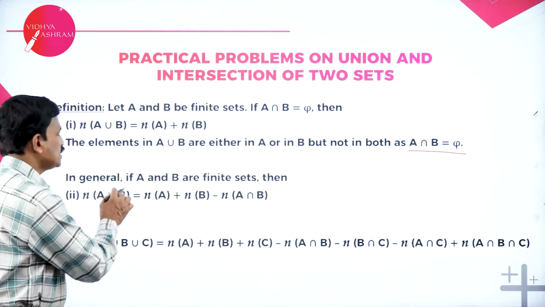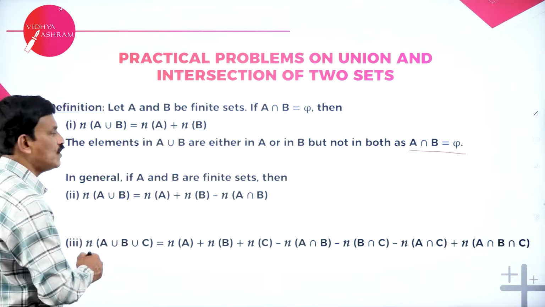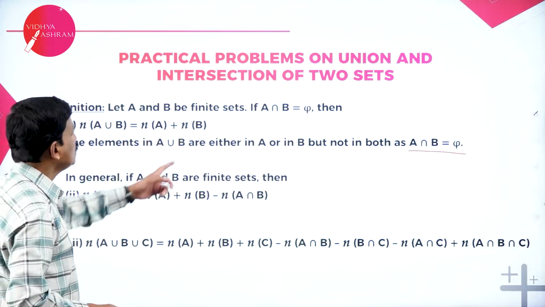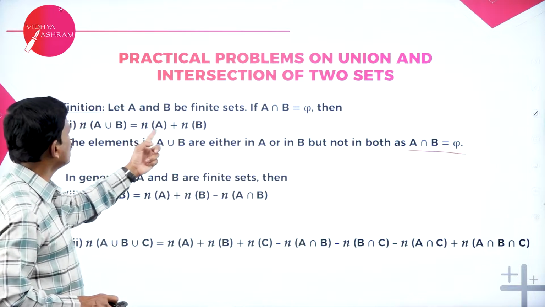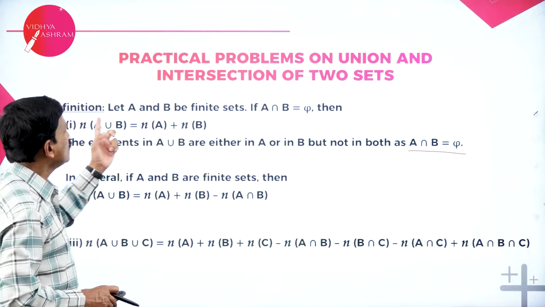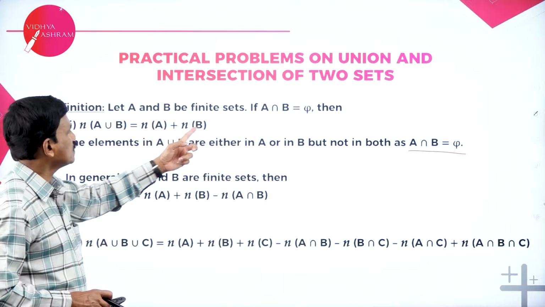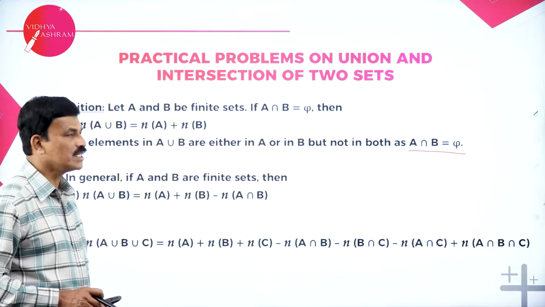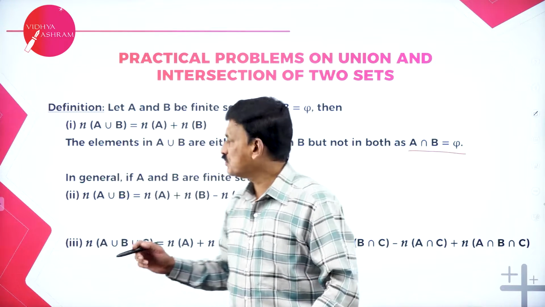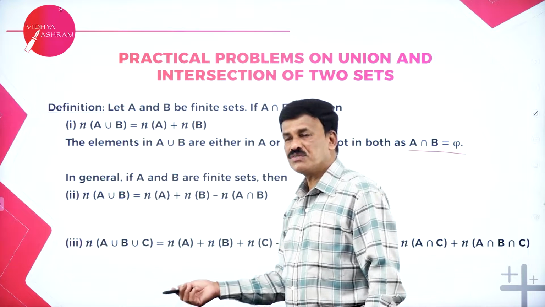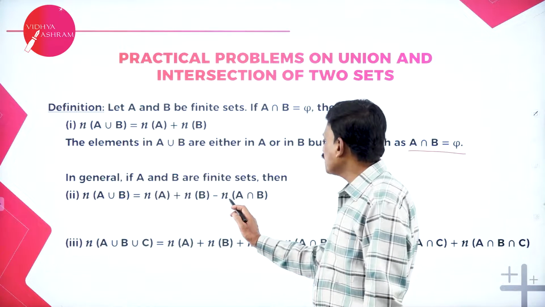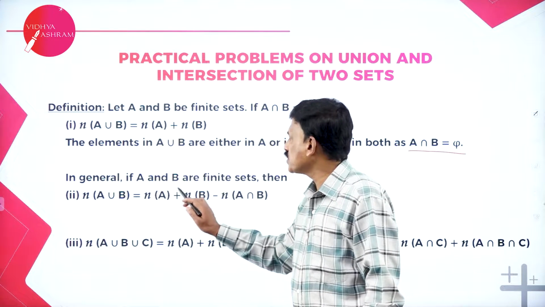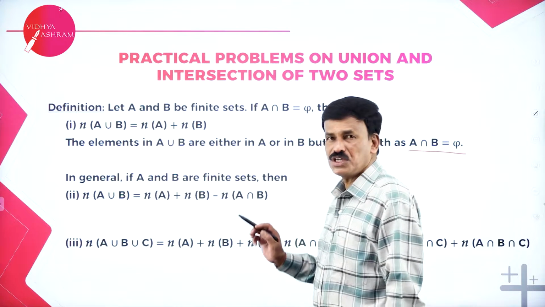In general, if A and B are any two finite sets, then N of A union B is equal to N of A plus N of B minus N of A intersection B. If A intersection B is a null set, then this becomes N of A plus N of B because this is 0. So N of A union B is equal to N of A plus N of B if A intersection B is a null set, or N of A plus N of B minus N of A intersection B if it is required to find N of A union B. Suppose you want to find N of A intersection B, transfer this: if you transfer minus N of A intersection B to the left hand side, N of A intersection B is equal to N of A plus N of B minus N of A union B.